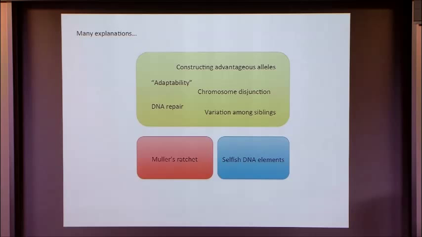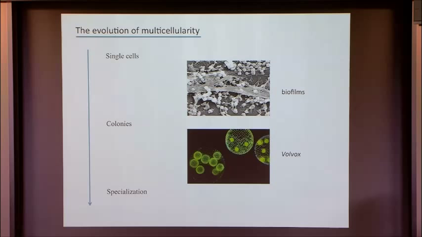Okay, multicellularity. Again, this is an aggregation of smaller units into larger, more complex units. And again, there's a hierarchy from single cells to colonies. And really the key step in multicellularity is specialization, where some cells actually specialize and give up the ability to reproduce. Right, so in some ways they become altruistic towards the rest of the organism.